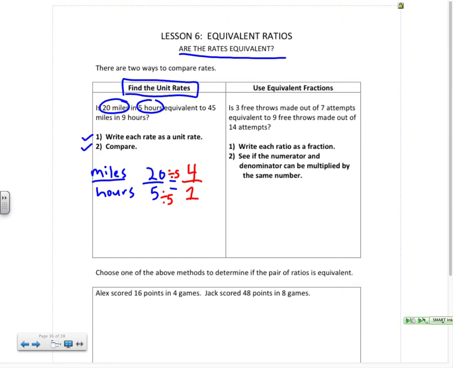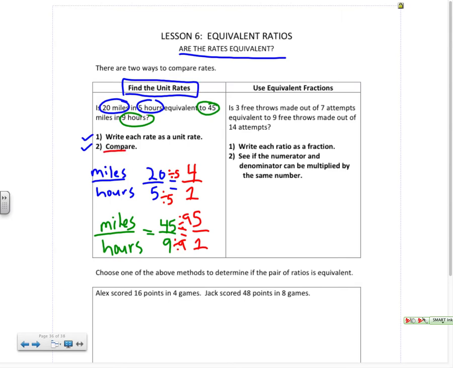Now we have to see if that's equivalent to 45 miles in 9 hours. So again, I have miles compared to hours as my rate. I set that up as 45 to 9. Anna, what does the word unit mean? Over 1. So what do I put on the bottom? 1. Thank you. And then Maria, what do I do to both numbers to get the answer? You divide by 9. Good. So what's 45 divided by 9, Maria? 5. Okay, so now we have them both set up as unit rates.